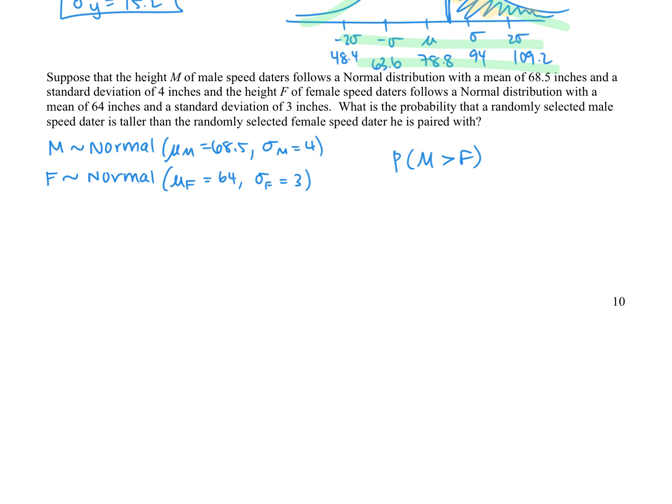Okay, here is the trickiest part, knowing what to do now. We are not going to say M is greater than and just put some number in for F. We're not just going to put some number in for M. Instead, we are going to move everything to the same side. So if I subtract F, really I'm looking for the probability that M minus F is greater than 0.